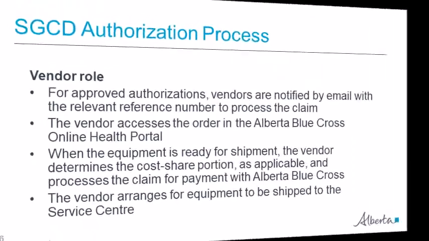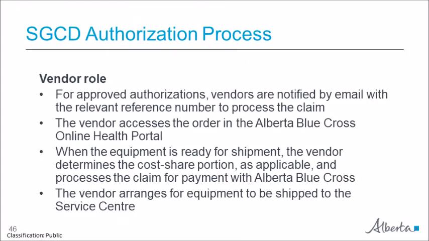As soon as the authorization is approved in the Alberta Blue Cross online health portal, the vendor is provided with a reference number and can process a claim against this authorization. The vendor collects the cost share amount that needs to be paid by the client, if applicable, and then arranges for the equipment to be shipped to the service center. The equipment will not be shipped until the cost share amount has been paid.